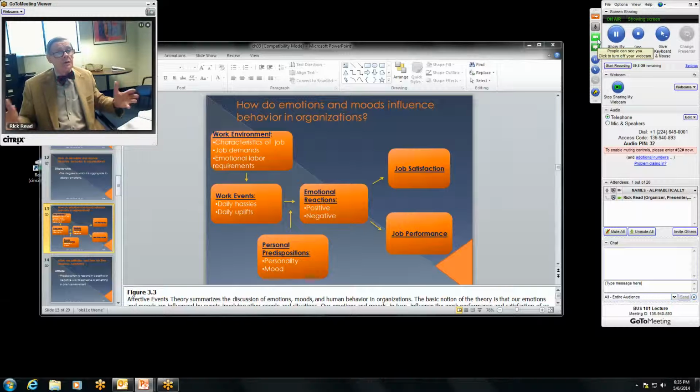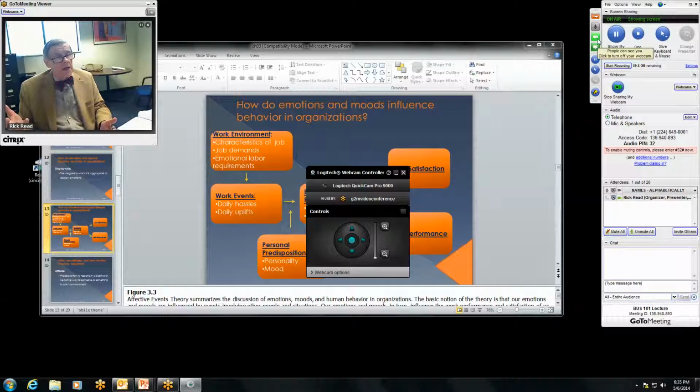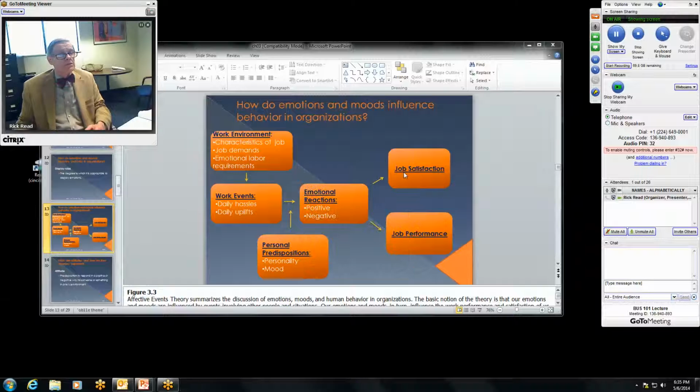Now, this slide is kind of a busy slide in a way, but notice the two outcomes, or two results if you prefer, that these lead to: job satisfaction and job performance. Work environment, these moods and contagions are characteristics of the job demands, emotional labor requirements, daily hassles, etc. Emotional reactions, positive or negative. And then personal predisposition, personality and mood. And these directly either affect or lead to job satisfaction and job performance.